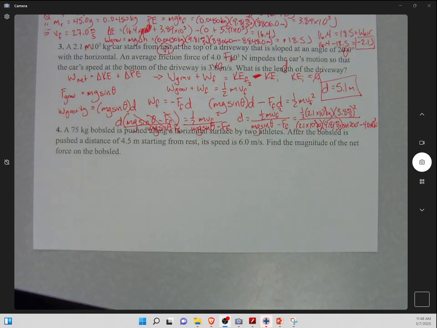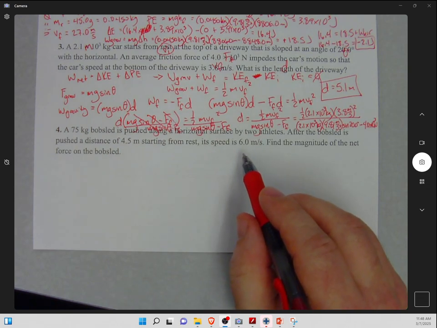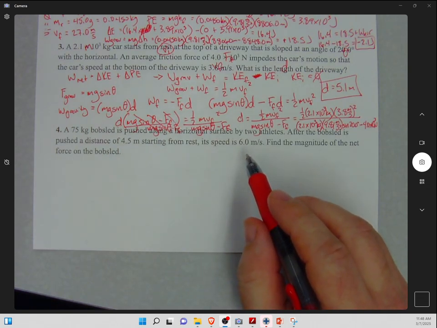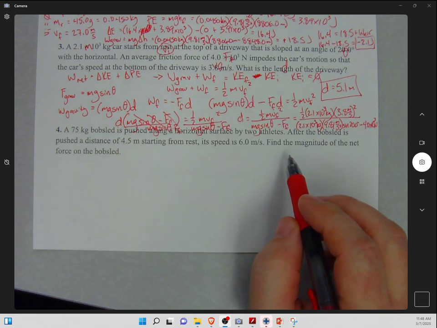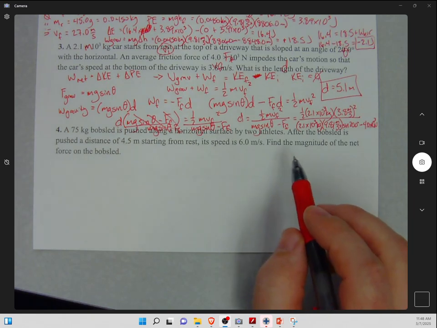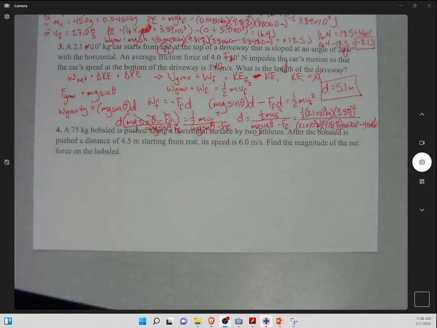All right, number 4. A 75-kilogram bobsled is pushed along a horizontal surface by 2 athletes. After the bobsled is pushed a distance of 4.5 meters starting from rest, its speed is 6 meters per second. Find the magnitude of the net force on the bobsled.